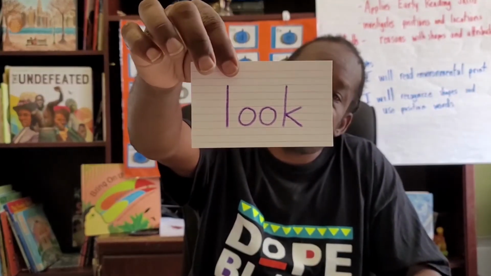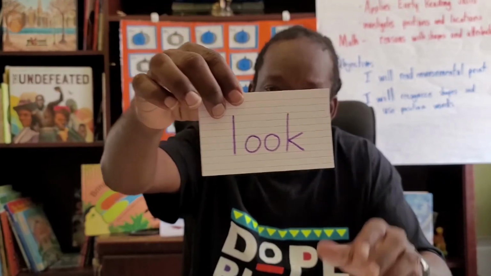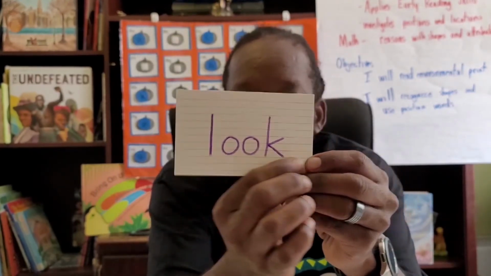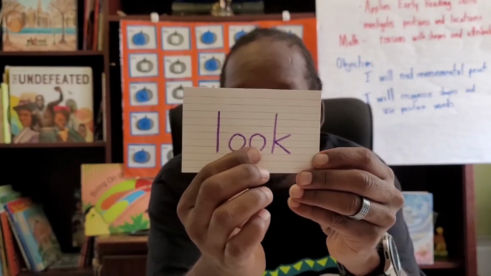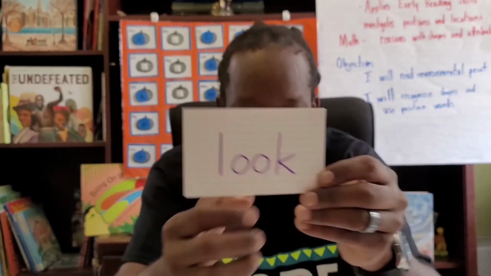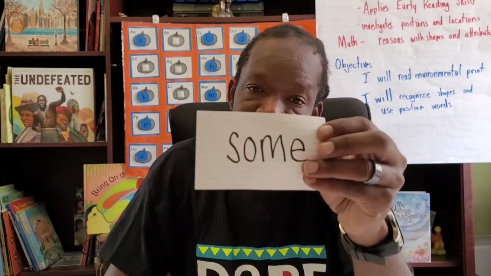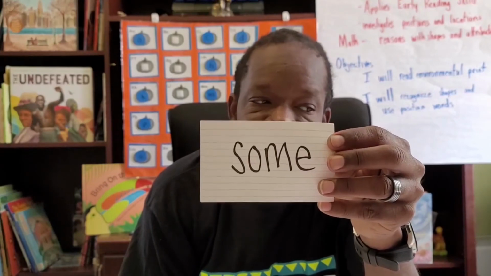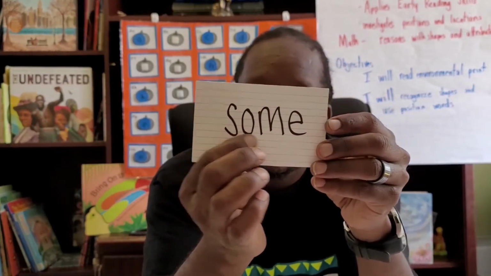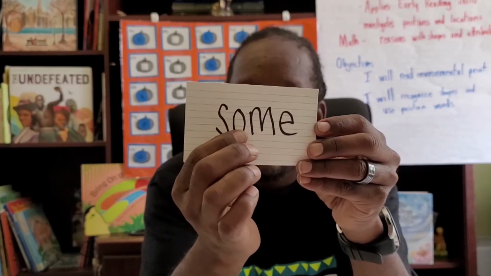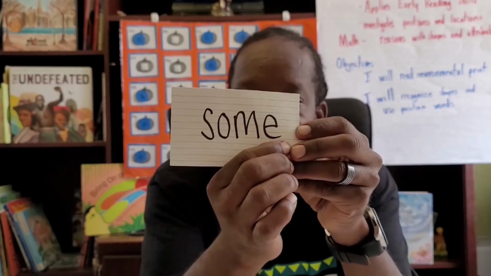But it's hard work. All right, what we're going to do now is we're going to look at our sight words for this week. What word is this? Look. Let's spell look. Read it. Look. L-O-O-K. Look. What word is this? Some. Read it. Some. S-O-M-E. Some.